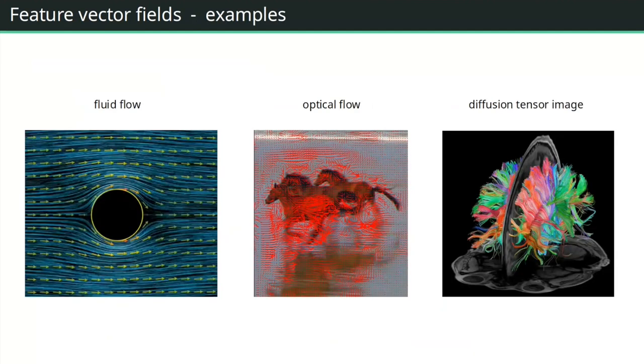Some examples: we could have fluid flow or optical flow, which are vector fields. You could also have scalar fields like temperature or pressure, or what is also interesting in 3D, people are recording brain scans, and then they compute something which is called a diffusion tensor image. And then you have tensors at every point. And these would be even, I think, symmetric tensors or something like that.